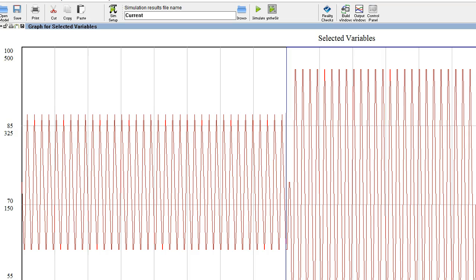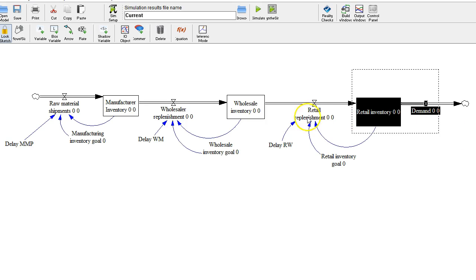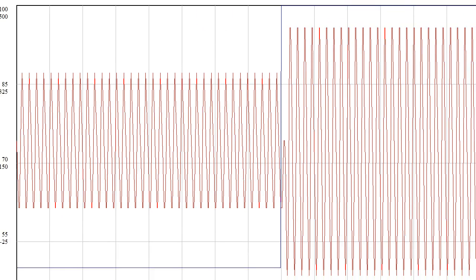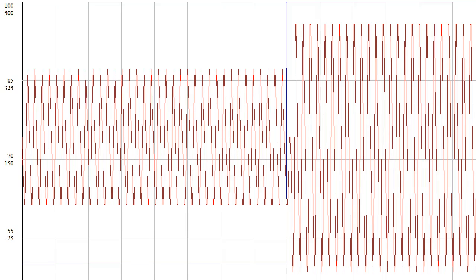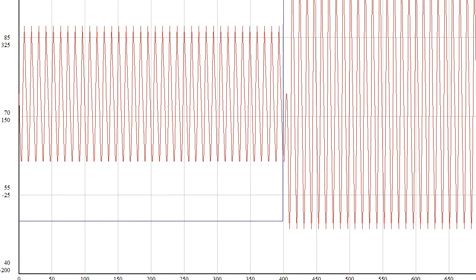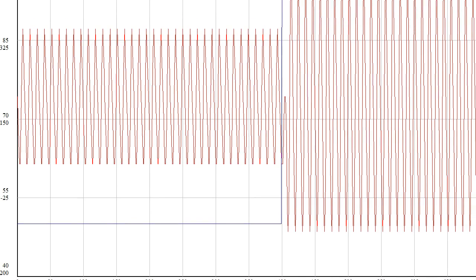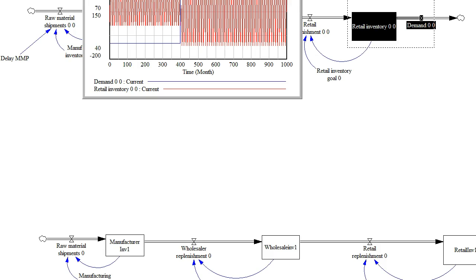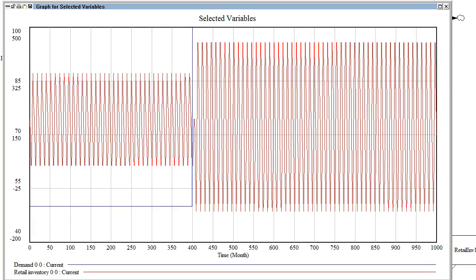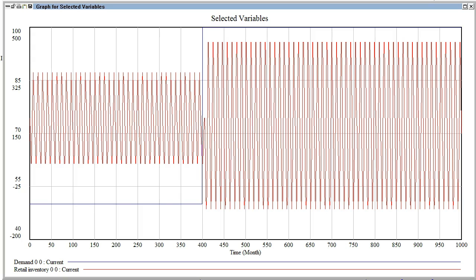What happens with the rest of the supply chain? Let me move that here so you can see that change better. I could probably make this a little smaller. Yeah, this looks better. Okay, so there you go.